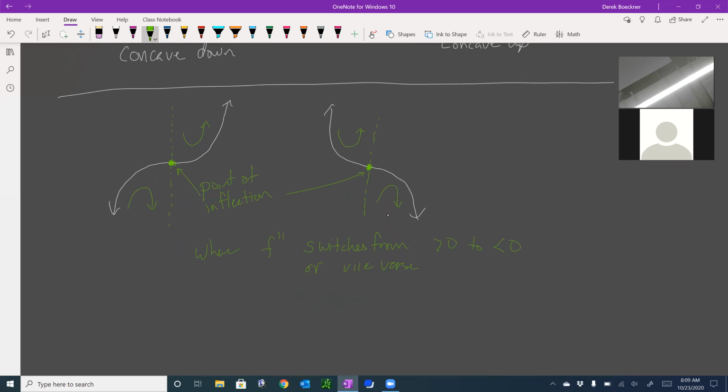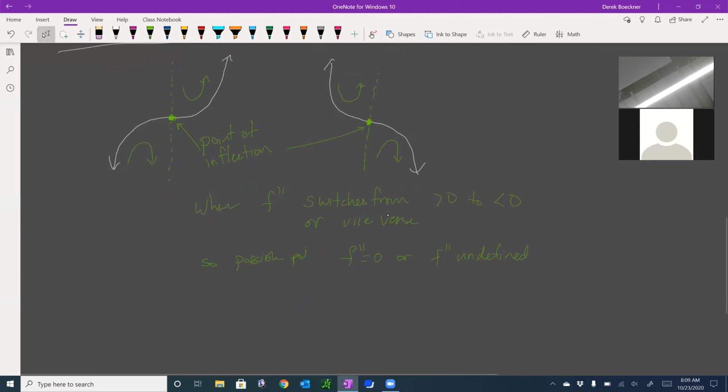Typically, possible points of inflection are where f double prime equals 0 or f double prime is undefined. Just like we found critical values, that's the same way you can find points of inflection. You look where the second derivative is undefined or 0 instead of where the first derivative is undefined or 0.